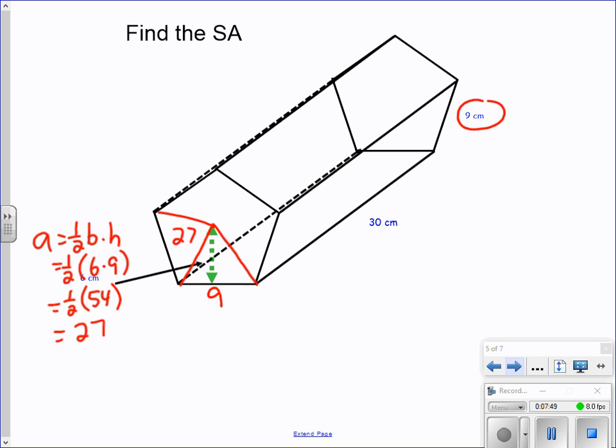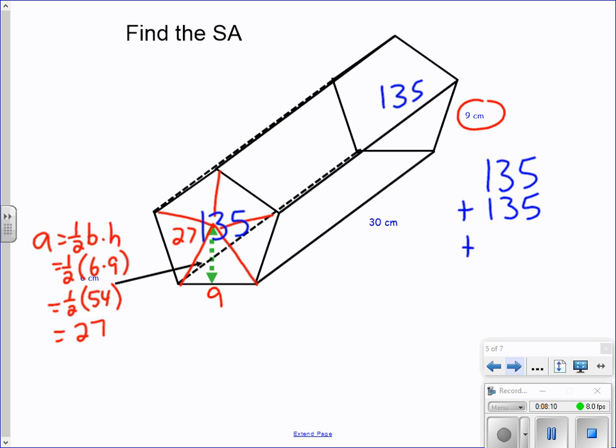This area is 27, and there are 5 identical triangles. So I'm going to do 27 times 5. And the front area is 135. So is the back. So I'm going to start my surface area at 135 plus 135.